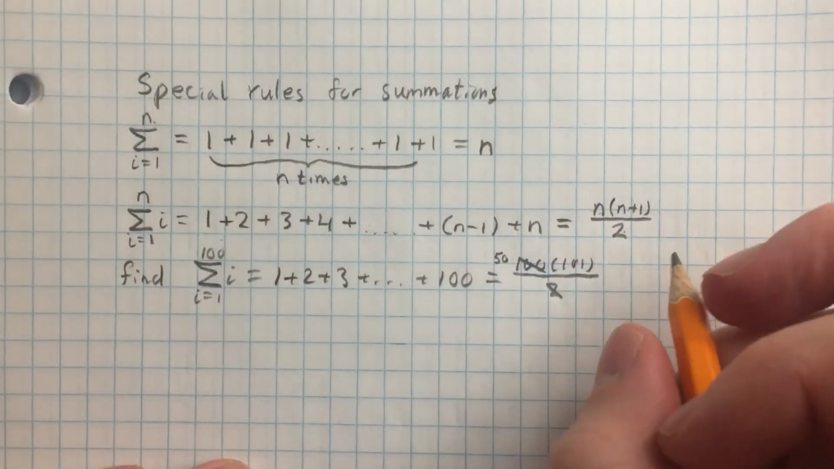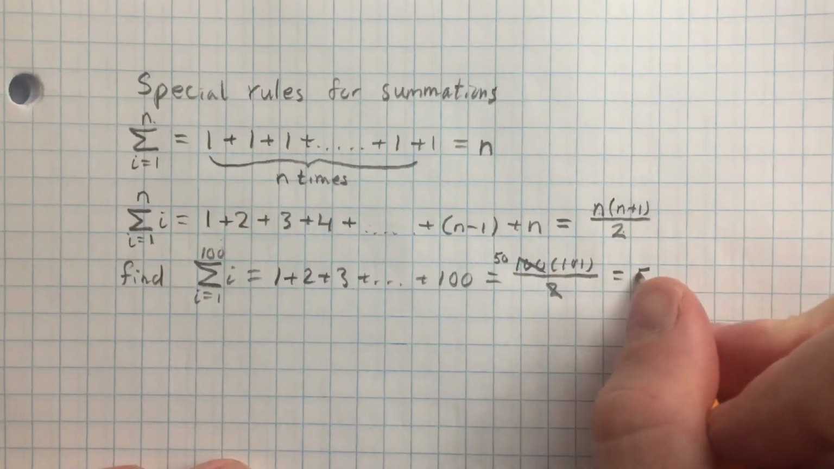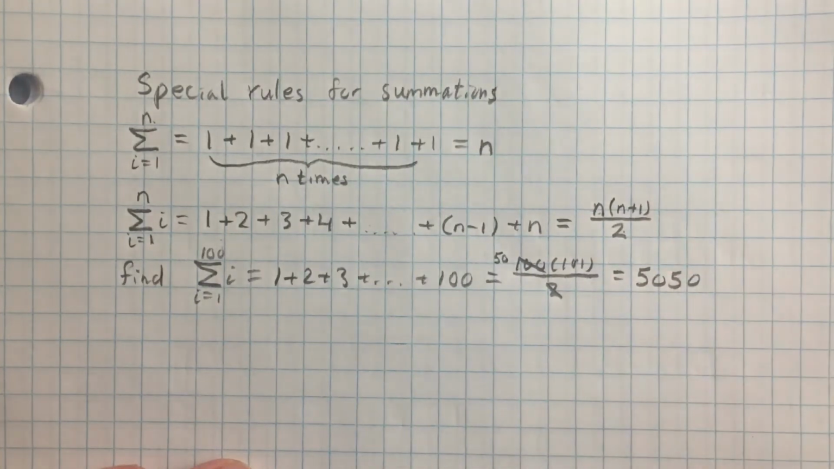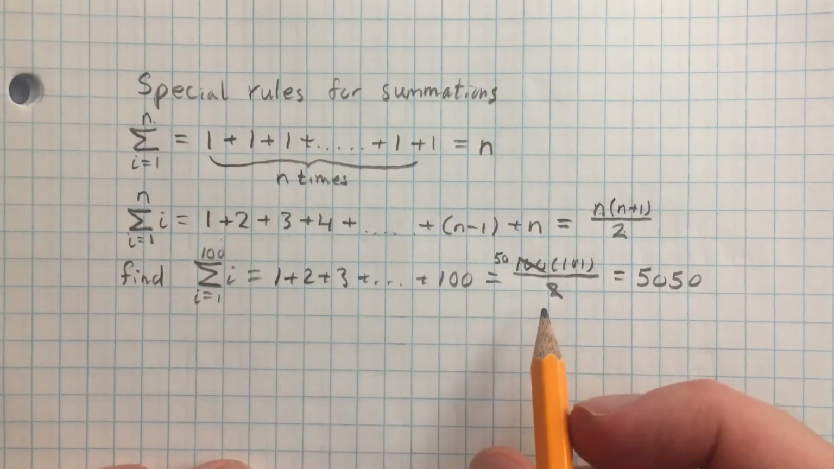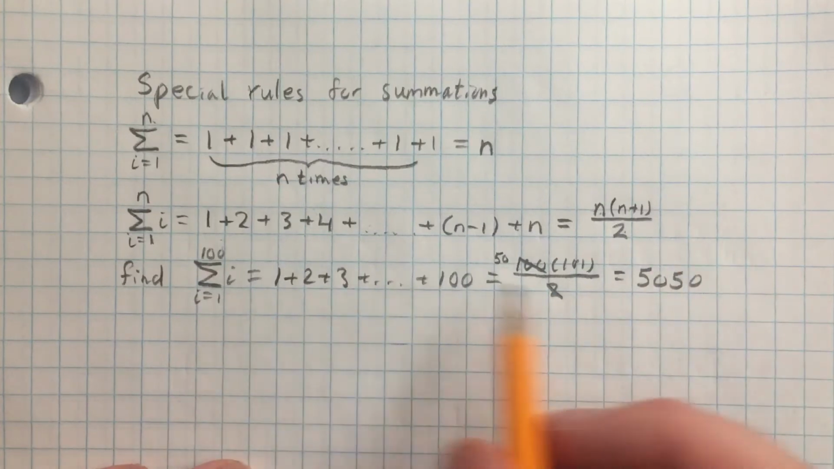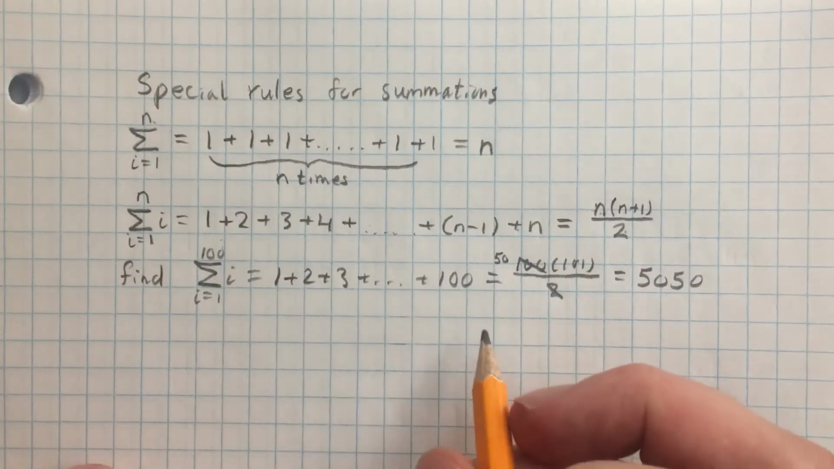50 times 101 is, of course, 5,050. So 5,050 is the sum of the first 100 natural numbers. So that's a much more efficient way to compute that than to actually go through and add them all up in the most direct way possible.